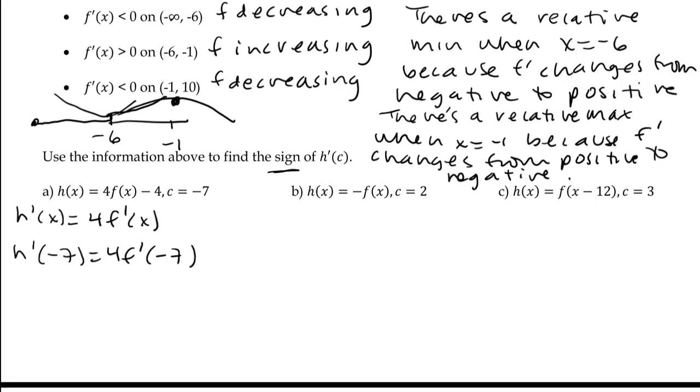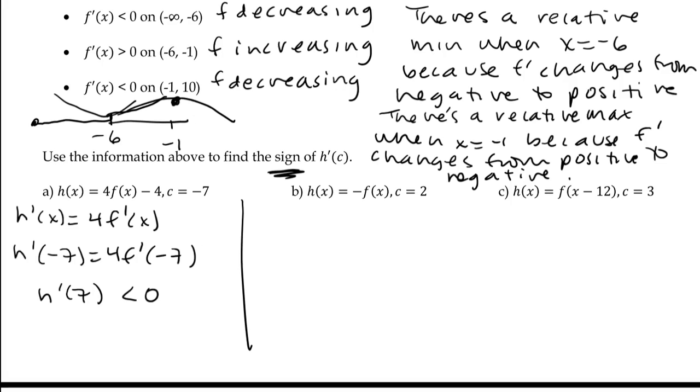They just asked us to find the sign. We're not finding the value. What is f prime of -7? We'll look up here. -7 is in this region, and f prime is negative. So 4 times a negative is just negative. So h prime of -7 is less than 0. Okay, that's all these are asking when you get to these problems in your book.